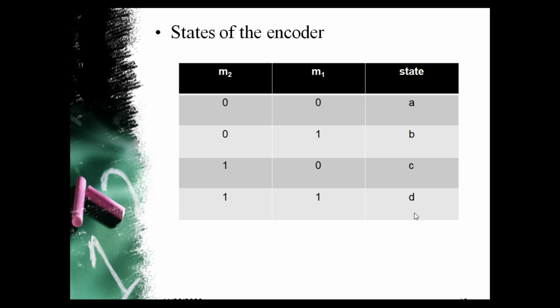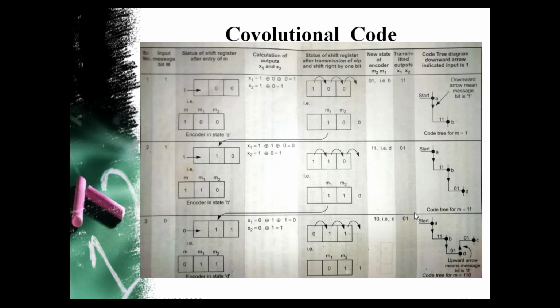And next is the important thing: how we can represent this convolutional encoder graphically. We can have 3 methods: code tree, trellis diagram, and state diagram. These are the 3 graphical, pictorial representations. Once we have represented it using any of these, we can easily find out the output sequence corresponding to a particular input message sequence. That is the significance of this representation.